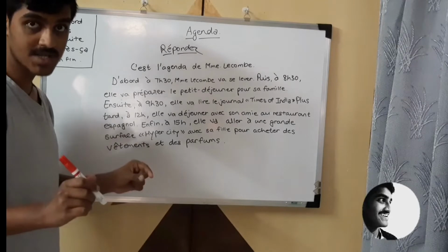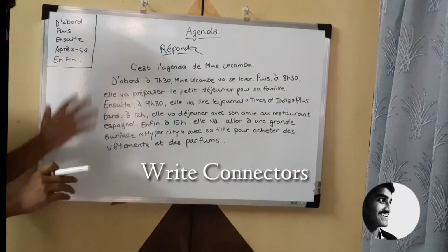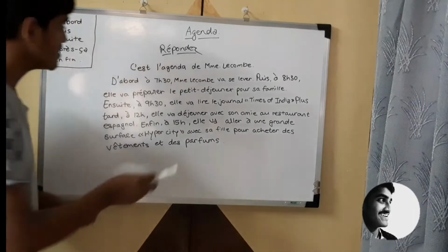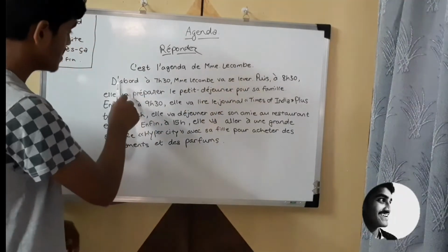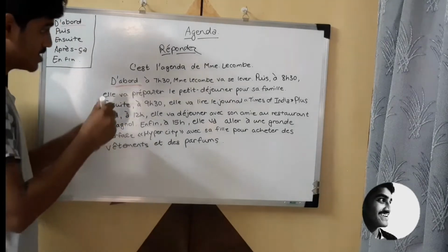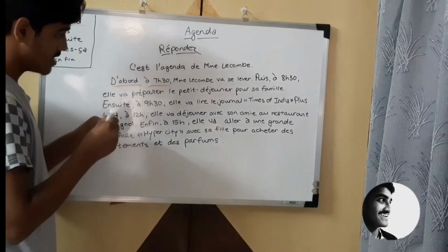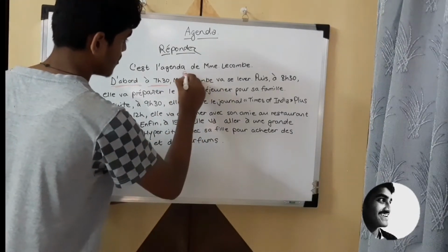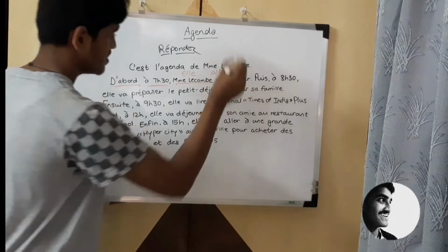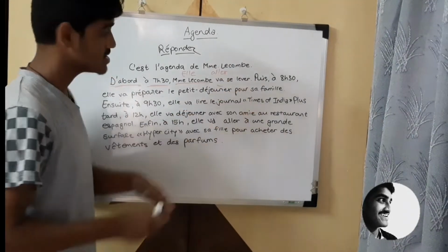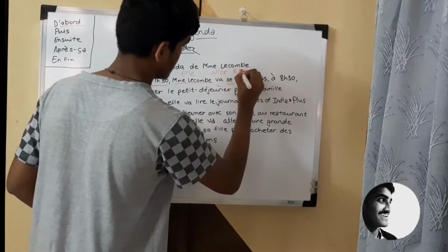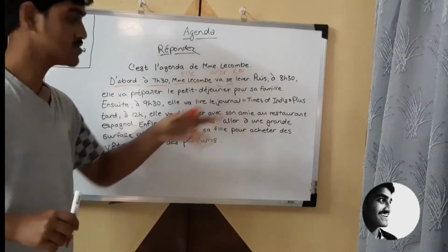But before we start, you should write the connectors of the agenda. Connectors are a must before doing the agenda. So let's start. First, write the connector: firstly, or otherwise at the word, first of all. At 7:30, Madame comes, she gets up. Va is from the verb aller, se lever, and se is a reflexive pronoun. Lever means to get up.